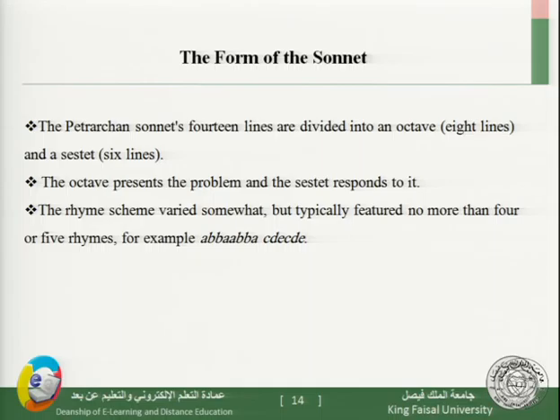And for the sestet, the second part, the rhyme scheme would be C, D, E, meaning that, for example, the lines would end with rhymes C, D, and E, and then the 3 last lines would end with the rhymes C, D, and E. So 3 lines would rhyme with 3 lines.